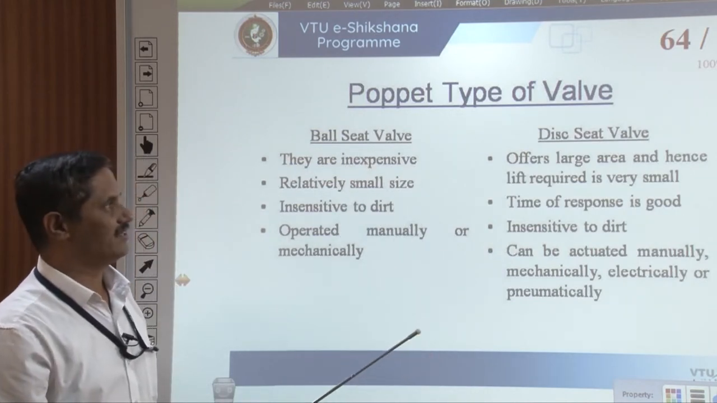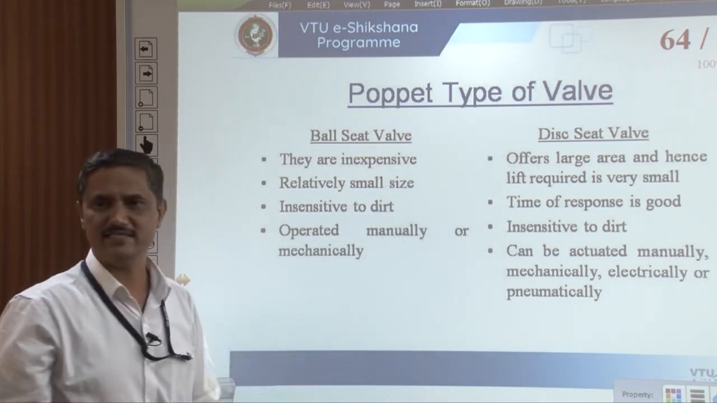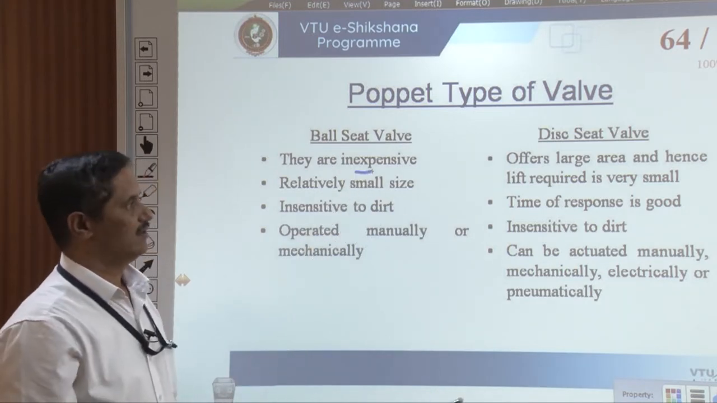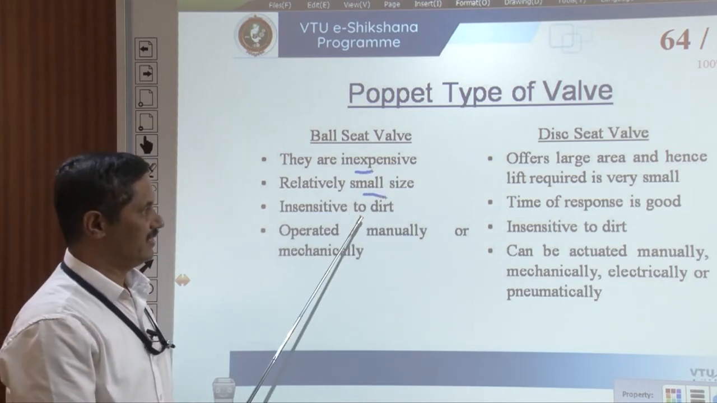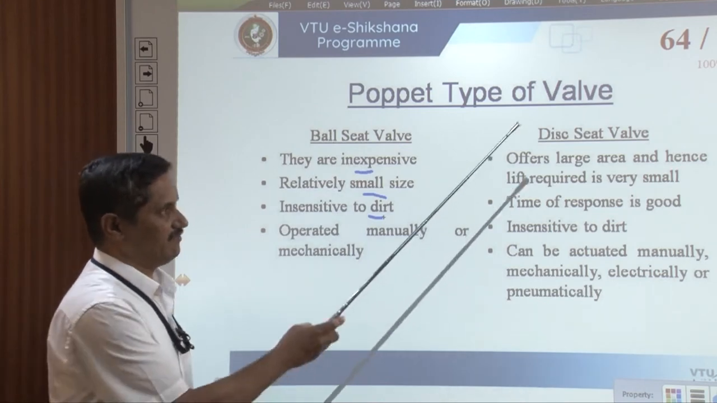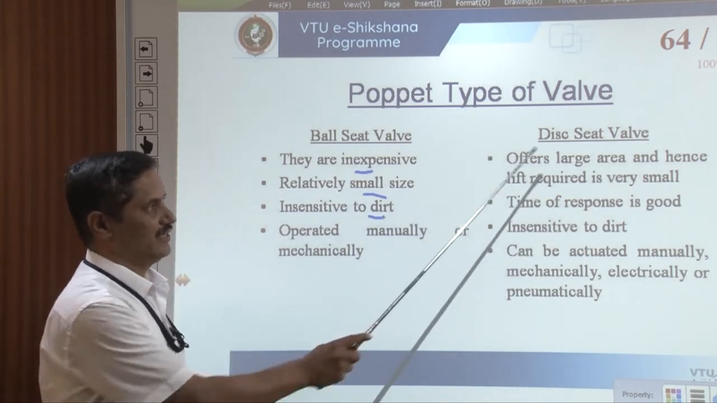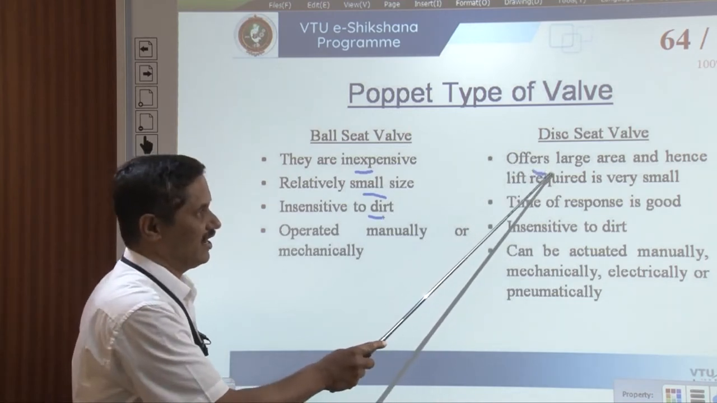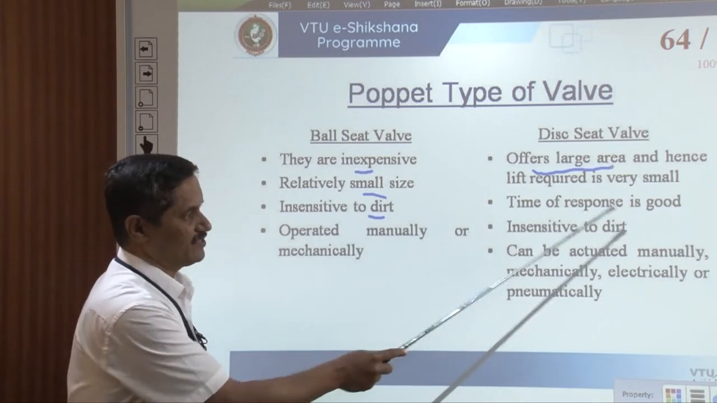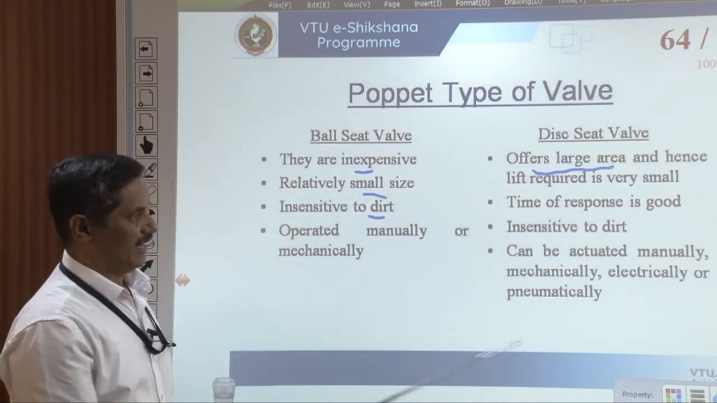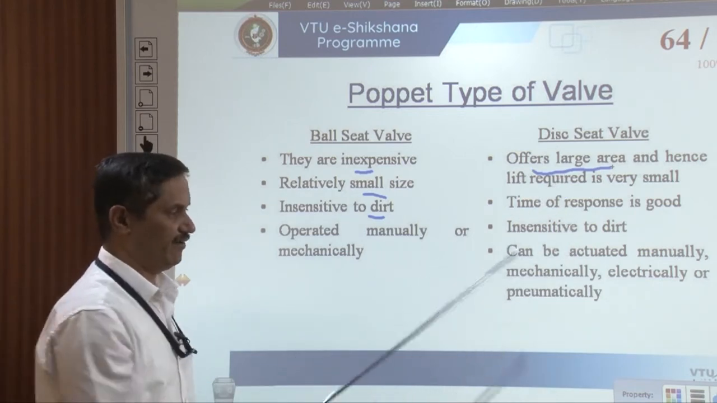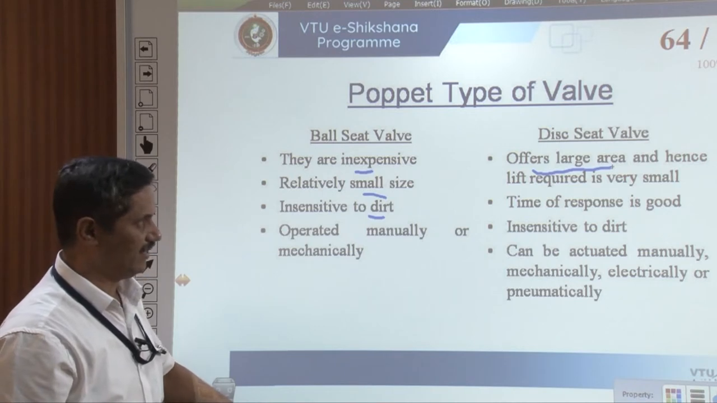Now, let us check what the poppet type of valves are and how ball seated and disc seated valves can be differentiated here. In the ball seated valve, they are inexpensive, relatively small, insensitive to dirt, and operated manually or mechanically. In case of disc seat type of valves, as I told, the disc will have a large sealing area, and hence the lift required is small, the time of response is good, insensitive to dirt, and can be actuated manually, mechanically, electrically or pneumatically. So, these are the different types of mechanisms that can be adopted on the disc type.